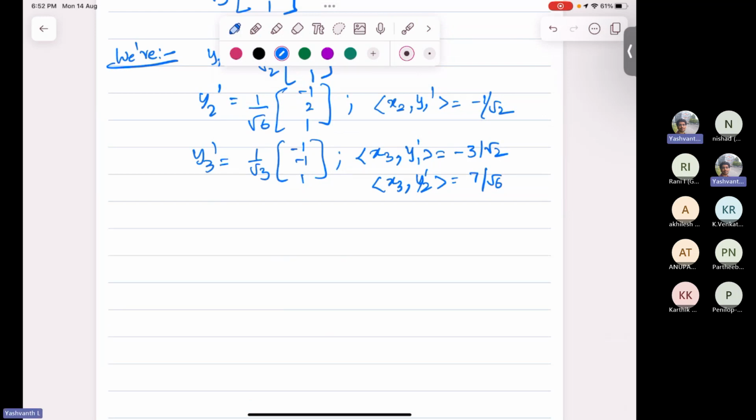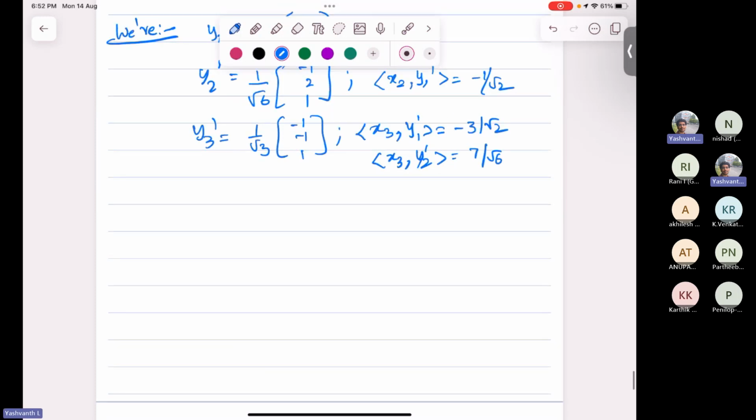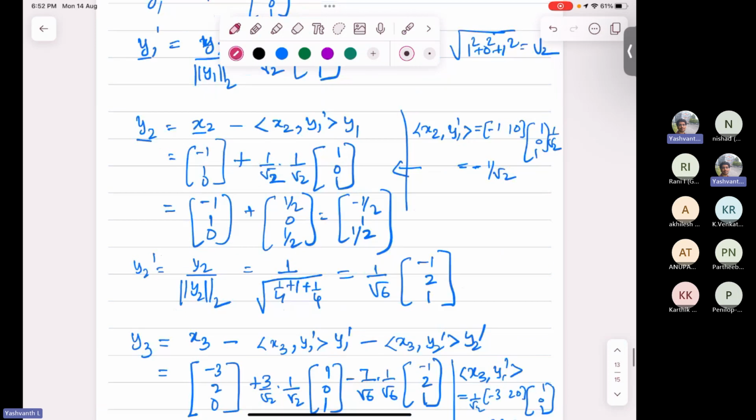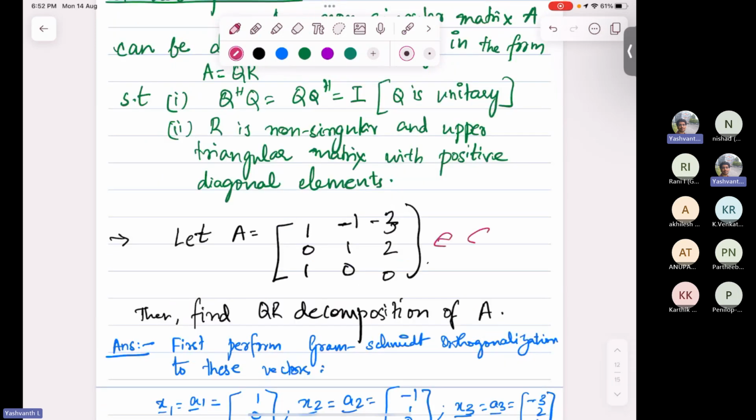Now let me write down the expression for QR decomposition in terms of the Gram-Schmidt process itself. QR decomposition. A matrix A is equal to A1, A2, until An. In this particular case, I'm taking 3, a 3 by 3 matrix, because I'm interested in finding the QR decomposition for a 3 by 3 matrix.